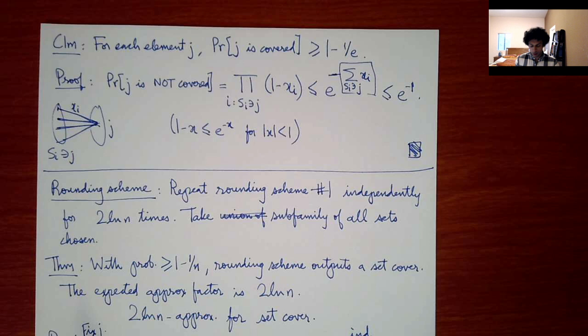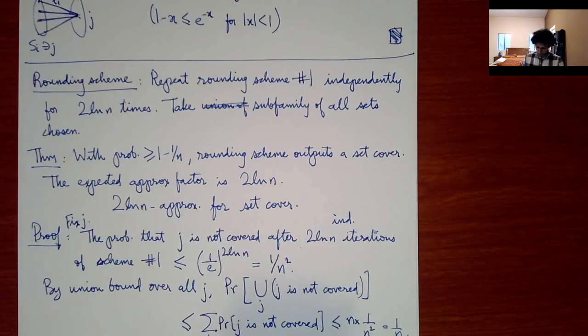By the union bound over all j, this is the probability of the union of events over j, that j is not covered. This probability is at most the sum over all j of the probability that j is not covered. And this is at most n times 1 over n squared, which is 1 over n. And so that proves the first part. So with probability at least 1 minus 1 over n, all elements are covered.